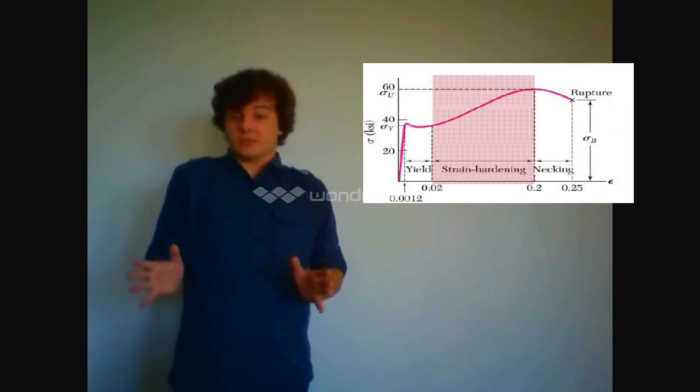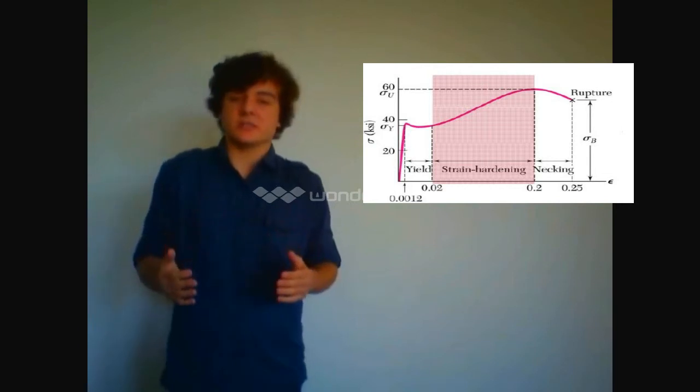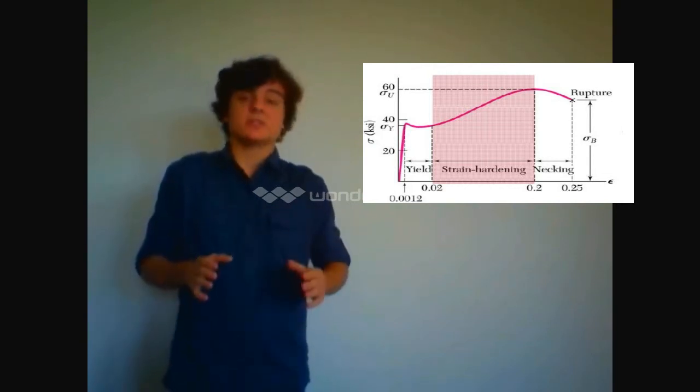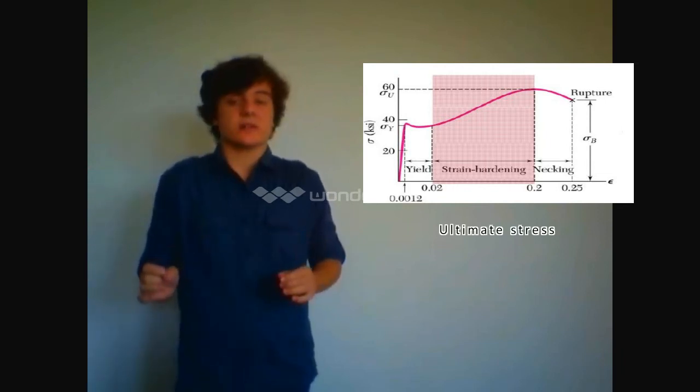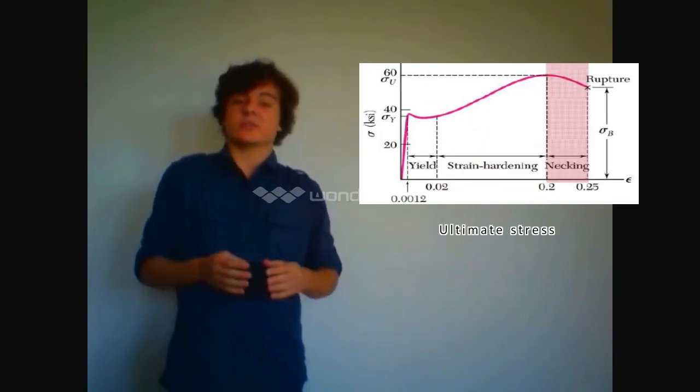The next region is the strain hardening region. After undergoing large deformations, the metal has changed its crystalline structure. The material has increased resistance to applied stress. The end of the strain hardening region is the maximum stress, which is the ultimate stress value. This is the beginning of the necking region where the stress decreases until eventually rupture occurs.